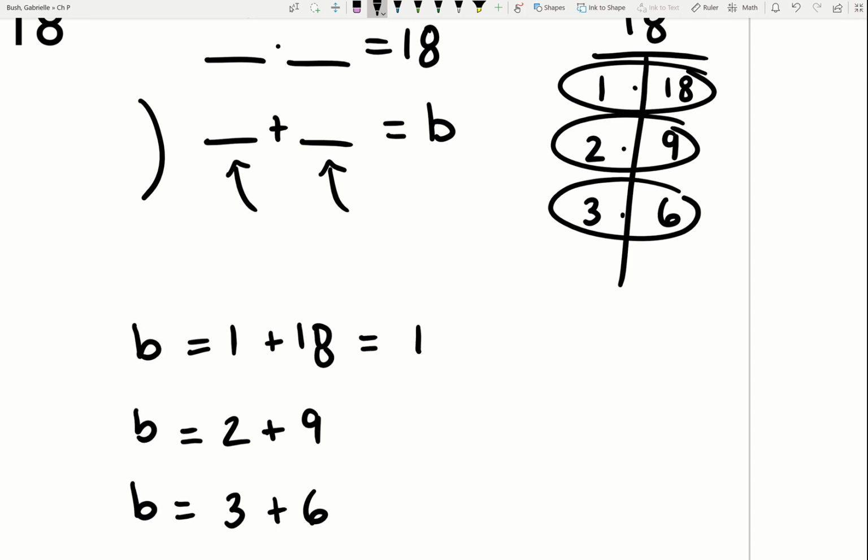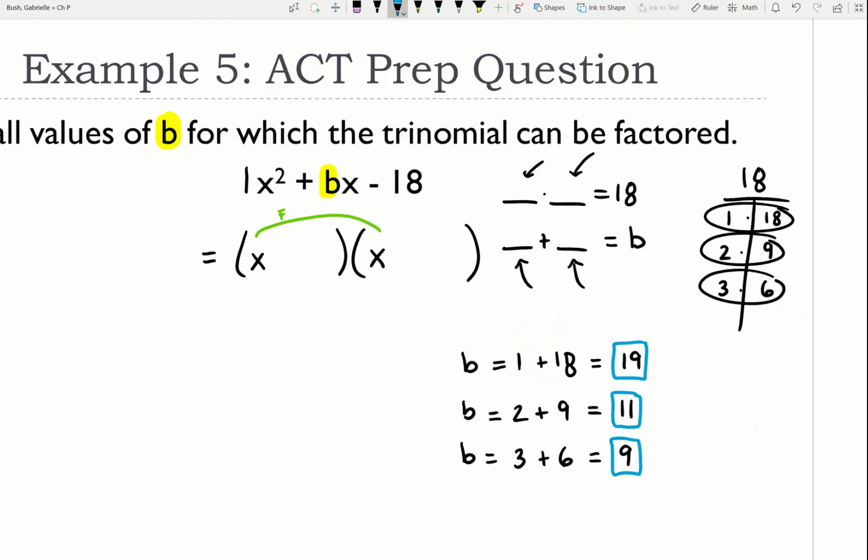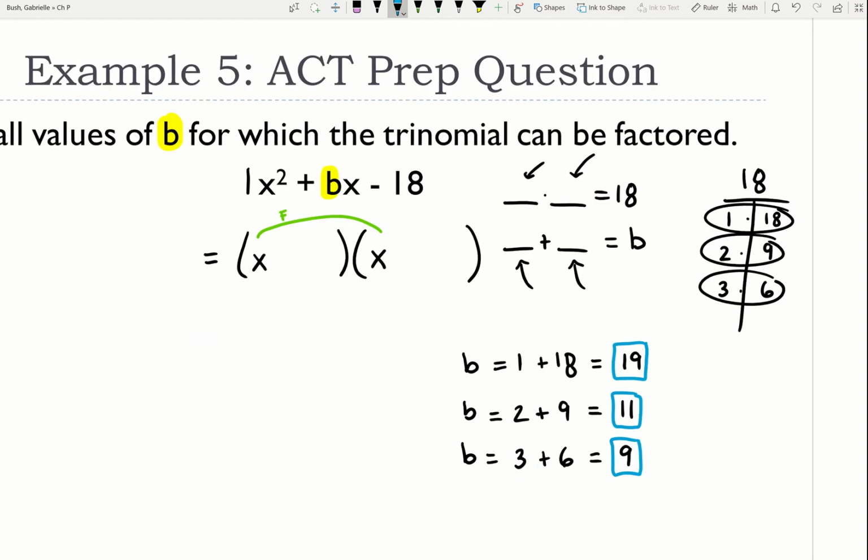Okay, so in that first case, it could be 19. In that second case, it could be 11. And in that third case, it could be 9. And these are the 3 values that b could equal if we want this to be factorable. Okay, so there we go.